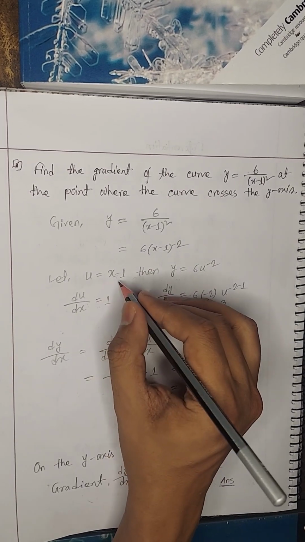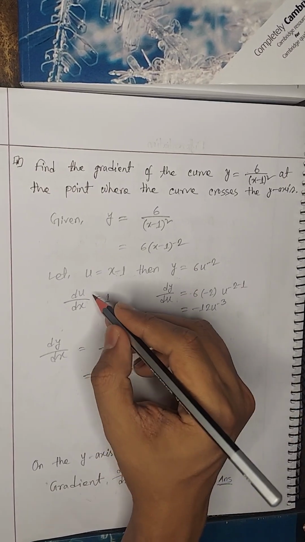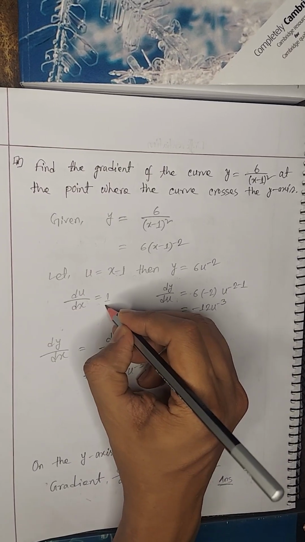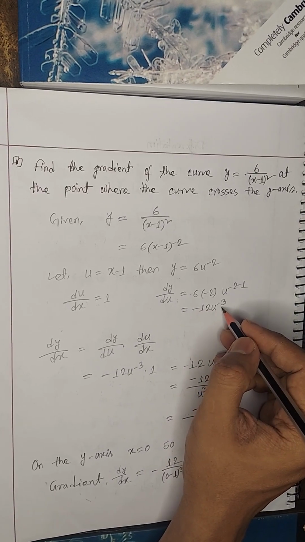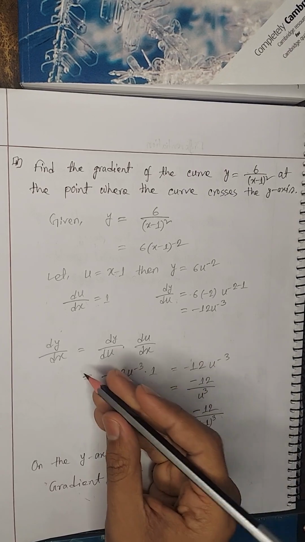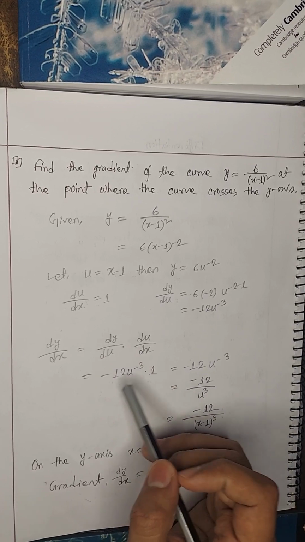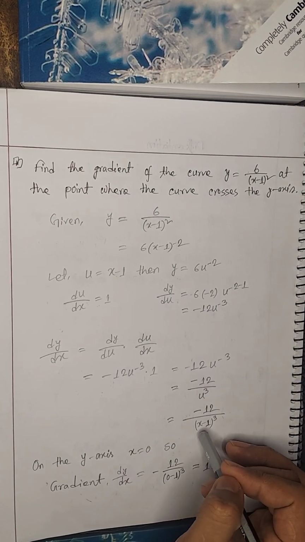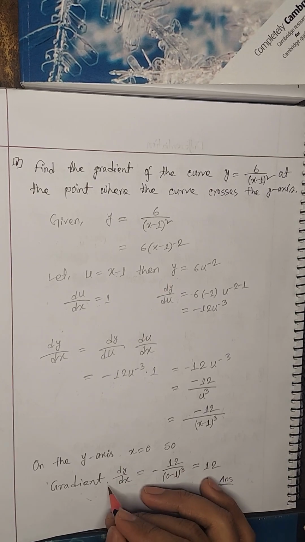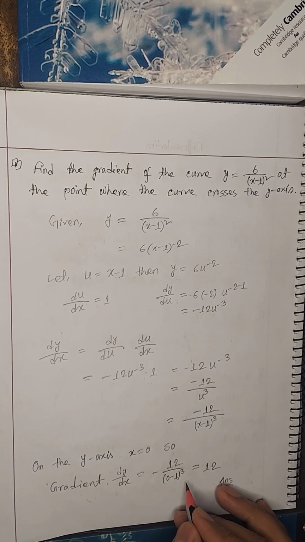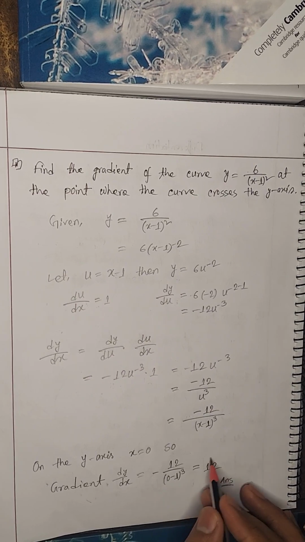If u is equal to x minus 1, then y is equal to 6u to the power minus 2, and du by dx is 1, and then dy by du will be minus 12 times u to the power minus 3. Then dy by dx is equal to dy by du times du by dx, and after putting the values we get minus 12 by (x minus 1) whole cube. And on the y-axis we know x is equal to 0, so the gradient dy by dx, putting the value of x is equal to 0, we get 12, right?